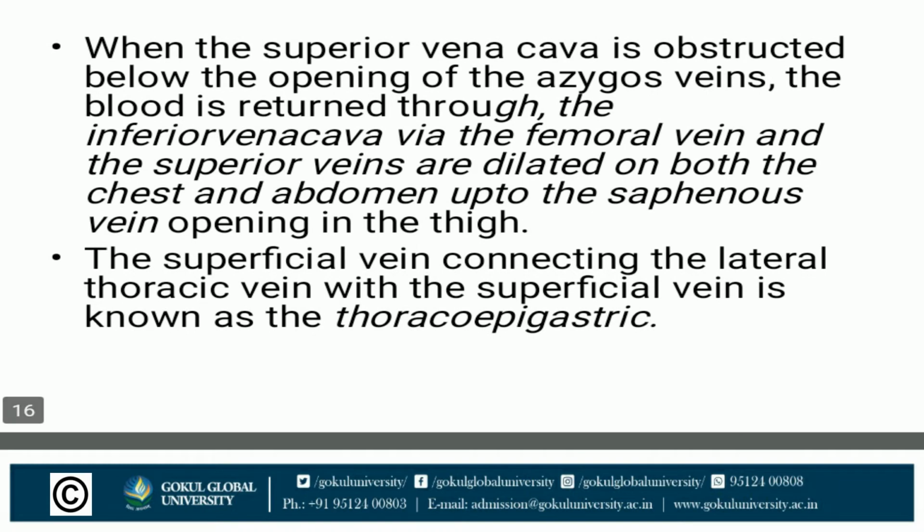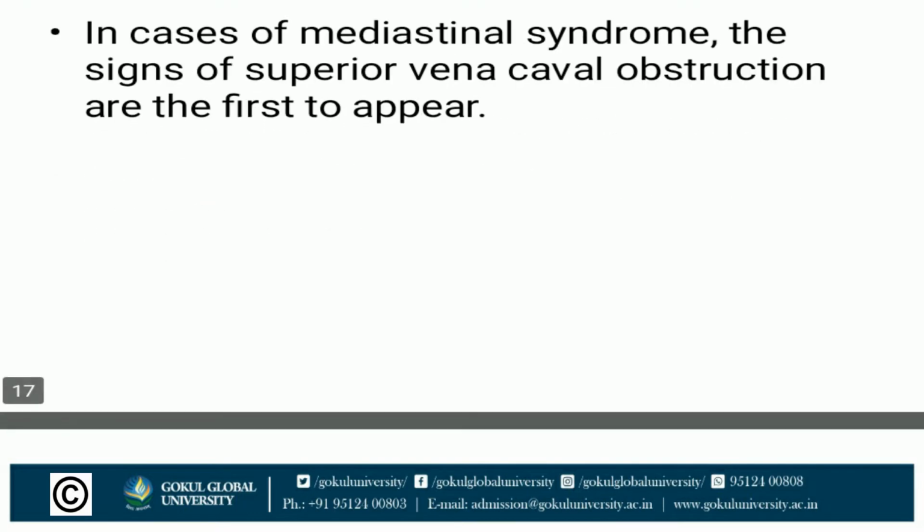Now, when the superior vena cava is obstructed below the opening of the azygous vein, blood is returned through the IVC via the femoral vein. Superficial veins are dilated on both the chest and abdomen up to the saphenous vein opening in the thigh. The superficial veins connecting the lateral thoracic vein with the superficial epigastric vein is known as thoracoepigastric. In cases of mediastinal syndrome, the signs of the SVC obstruction are the first to appear.